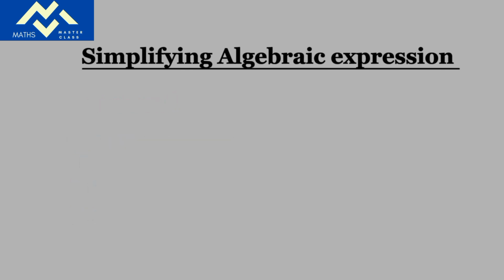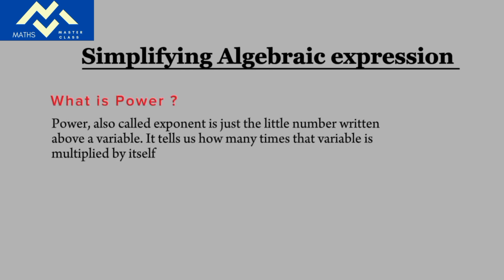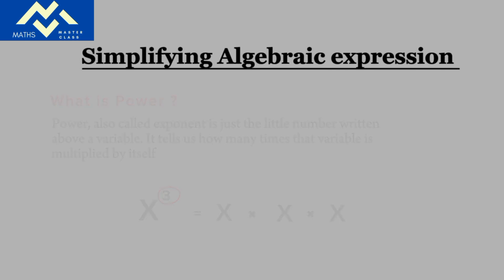Before I go further, let's quickly talk about what power means. Power, sometimes called an exponent, is just the little number written above a variable. It tells us how many times that variable is multiplied by itself. For example, x cubed means x times x times x. So the power here is 3. Now, back to like terms.